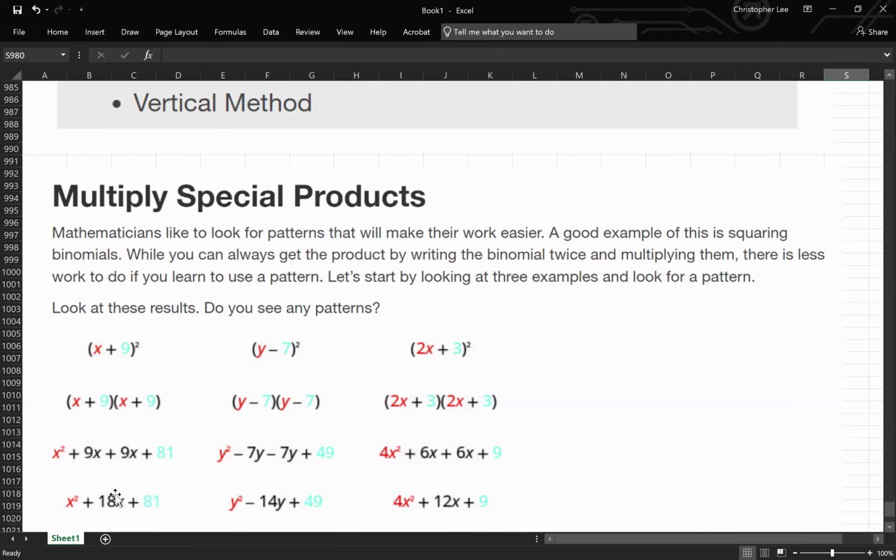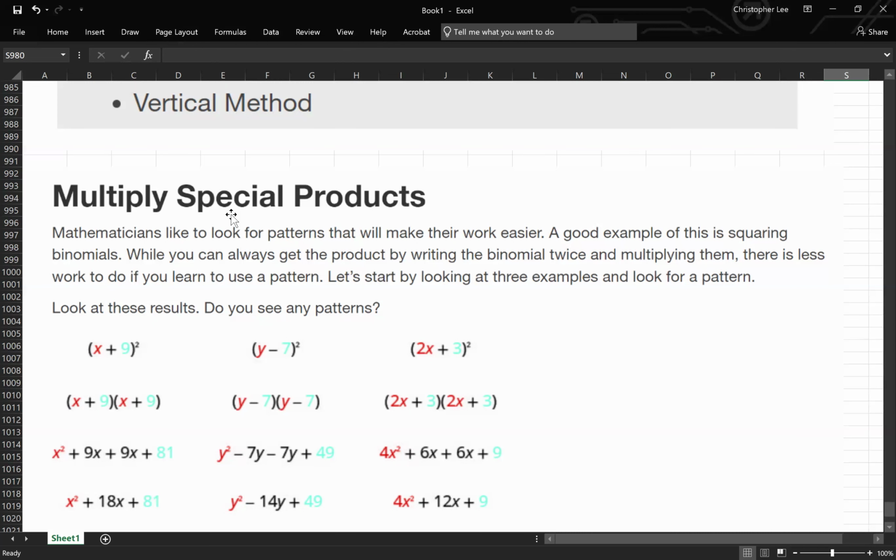If I have y minus 7, again, that's y minus 7 times y minus 7. However you want to do it, distributive, vertical method, you're going to come out with y squared minus 14y plus 49. And if I have 2x plus 3 squared, that's going to be 2x plus 3 times 2x plus 3, which comes out to 4x squared plus 6x plus 6x plus 9. Combining like terms, we get 4x squared plus 12x plus 9. Questions on this?